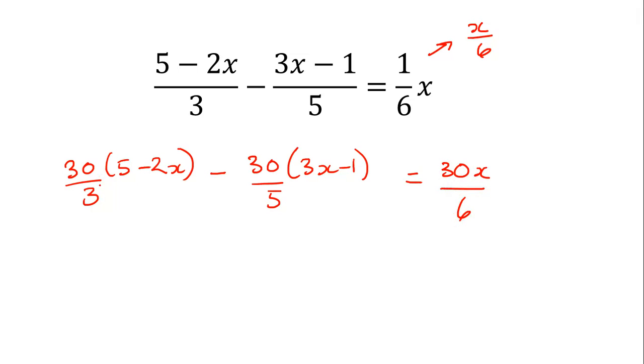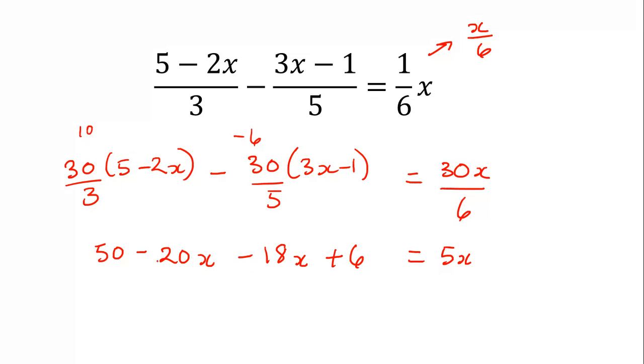So now it might be clearer to see why I can do 30 divided by 3 straight away. So this gives me 10, so I've got 10 lots of this bracket. So I've got 50 minus 20x. And now 30 divided by 5 is 6, but it's like negative 6 because of the negative sign. It's going to be negative 6 times 3x, it's going to be negative 18x. Then negative 6 times negative 1 is positive 6, and that equals 5x.